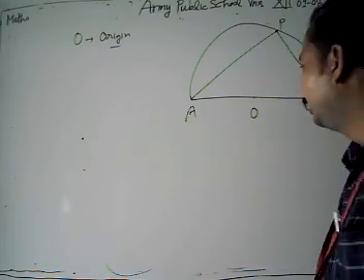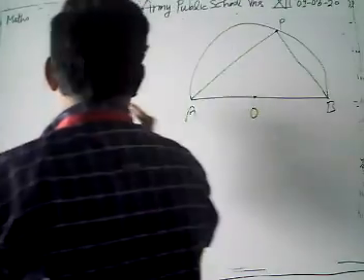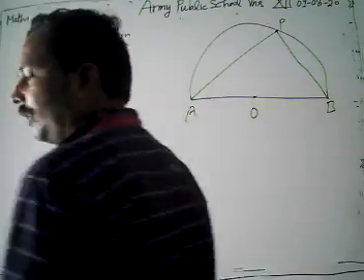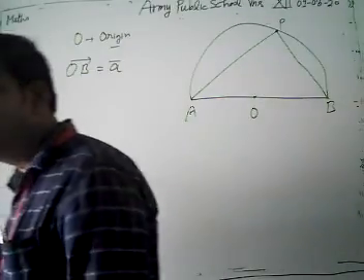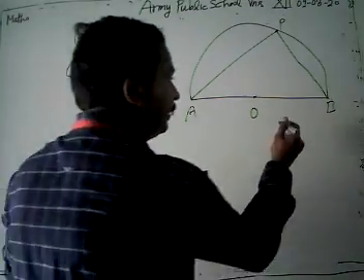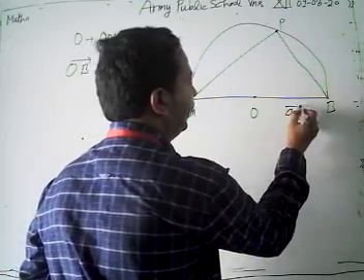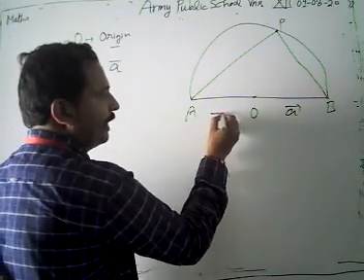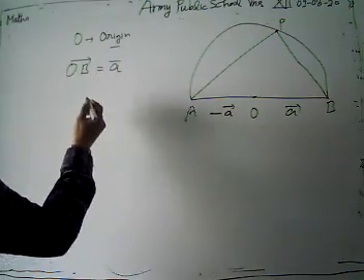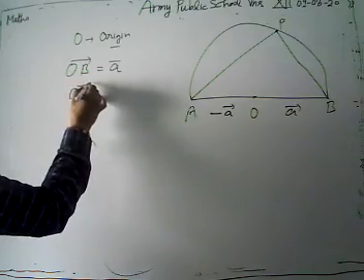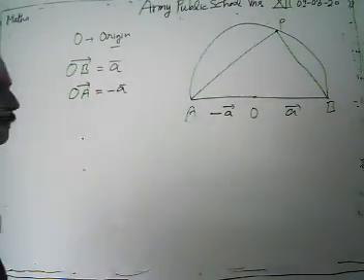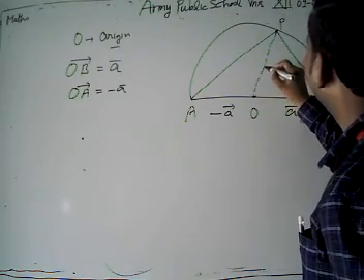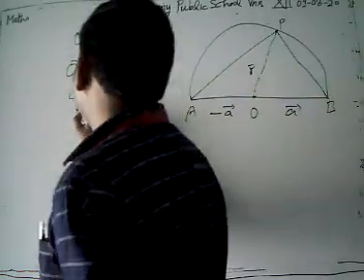Now we take our vector OB as vector A, with O as the origin. OA is opposite to vector A, in the minus direction. Then our vector OA is given by minus vector A. And we join OP and take it as our vector R.